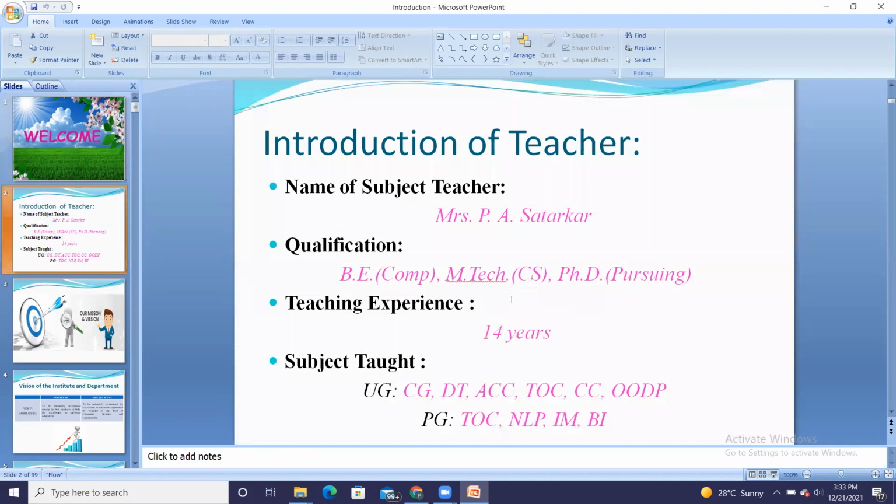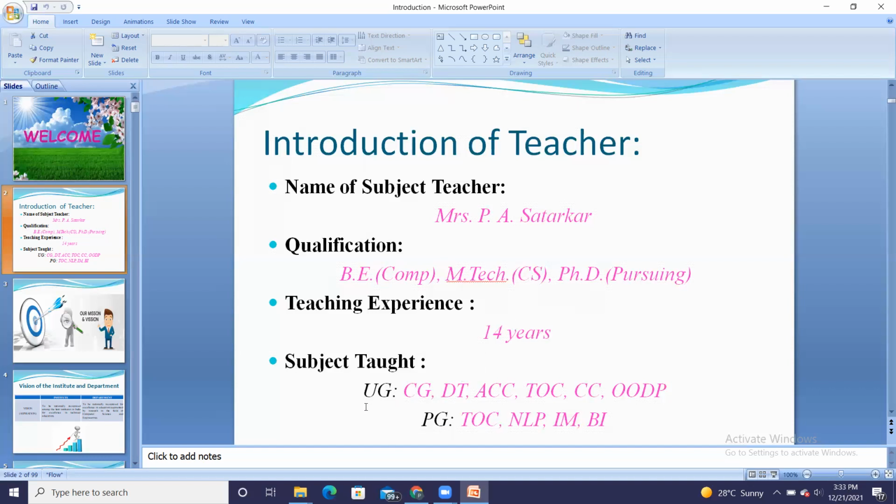So my name is P.A. Satarkar. I have completed my BE Computer from Pune University. I have completed MTech in Computer Science and Engineering from JNTU Hyderabad. And currently I am pursuing my PhD from Swami Ramananda Tirth Marathwada University, Nanded. I have total 14 years of teaching experience in this same institute. And so 14 years undergraduate students and almost 7 to 8 years PG, that is ME students.